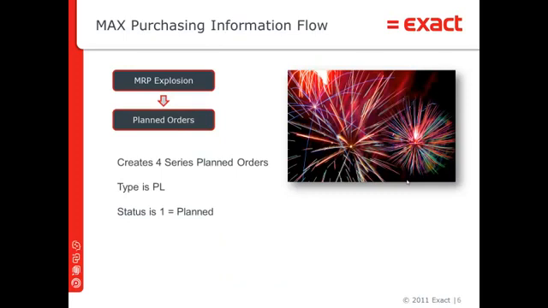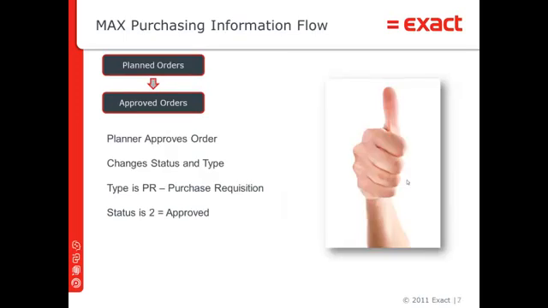Now, after the MRP explosion has been run, planned orders are created. These are the orders that begin with a 4, with an order type of PL planned and a status code of 1, which means the order is at the planning stage. If the planner decides to purchase the part, he may approve it using approved planned orders in the MRP module, or approve it using the purchase schedule, which we will cover in detail later. Approved orders are status 2, which identifies the order as having moved from the status of planned to the status of approved. These are order series 4 purchase requisitions.